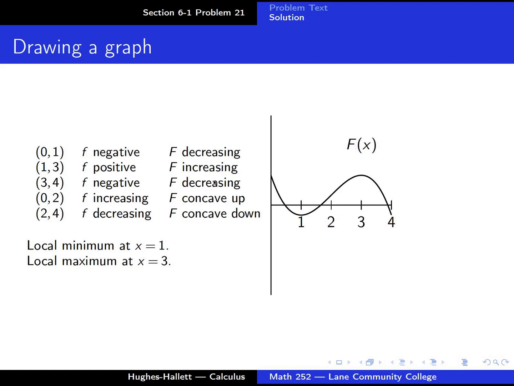I've drawn one. You can see that we've got a function drawn for capital F that's decreasing from 0 to 1, has a local minimum at x equals 1, then goes back to increasing from 1 to 3, has a local max at x equals 3, and goes back to decreasing from 3 to 4. You can also see that from 0 to 2 it's concave up, and from 2 to 4 it's concave down. So this is a good candidate for a graph of capital F.